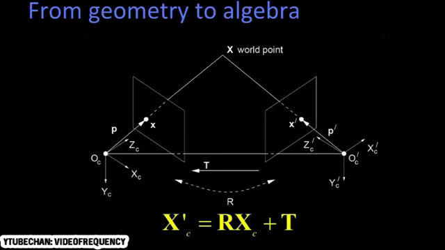Okay, it says from geometry to algebra. We're not quite there, but we're almost there. Basically, what we're saying is the location of the point x in the prime frame can be expressed by rotating x as appearing in the non-prime frame and then translating it by t. That's just the equations we had before. I know this is not the homogeneous version. That's okay. In a minute we'll make everything beautiful.